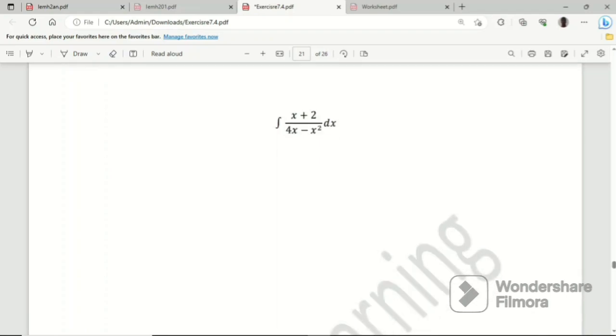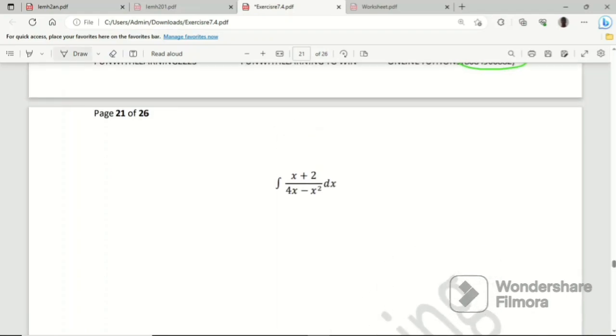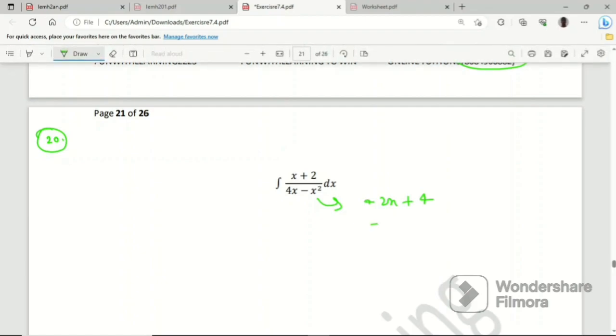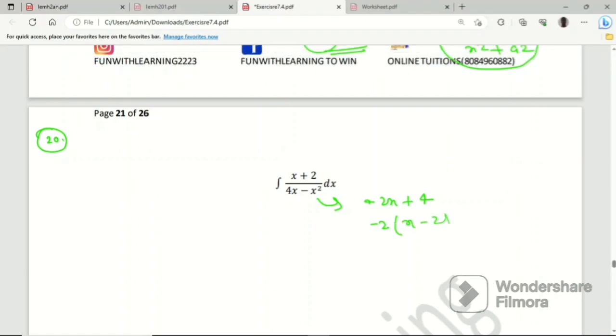Now it is 20th number. Okay. Again we need to see the substitution method whether we can use or not. Differentiation of this will give me minus 2x plus 4. So if I take 2 common, I'll get minus 2, I'm taking common x minus 2. So I cannot use it here again.